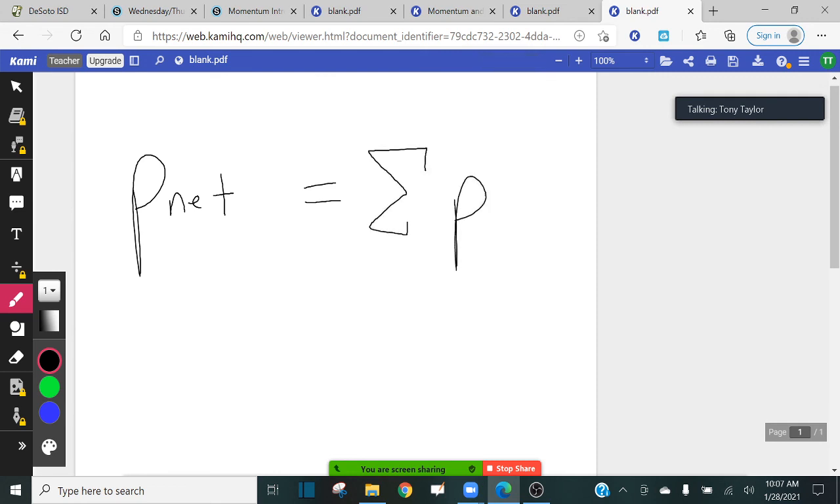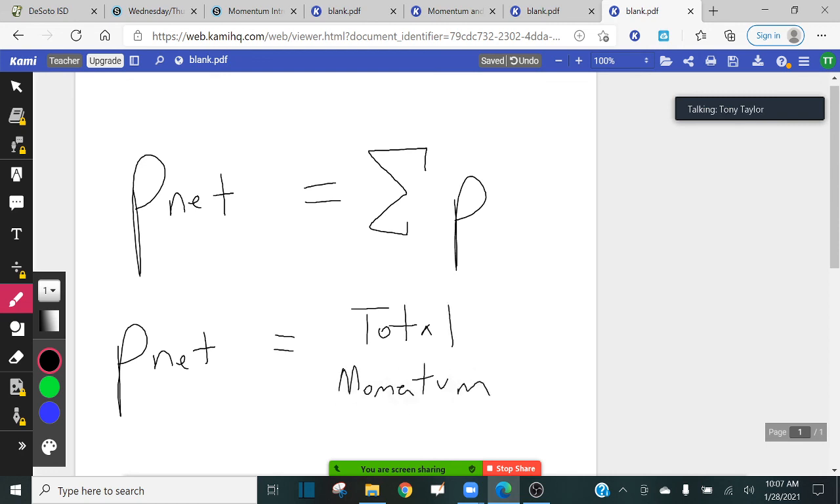So in other words, anytime it asks for net momentum, that just means you add up all the individual momentums to get the total momentum, right? So net momentum is just another word for total momentum. Okay. Just please keep it in mind whenever you guys are working on the assignment. Net momentum is just another word for total momentum. Okay.